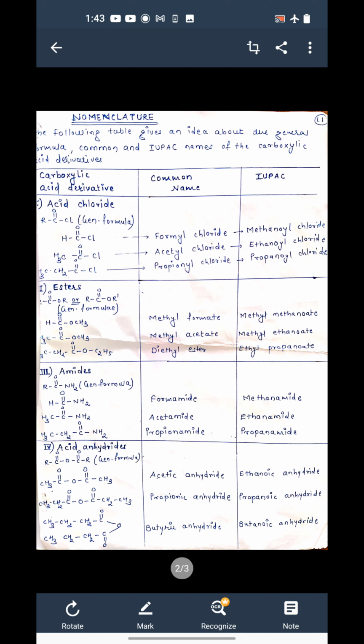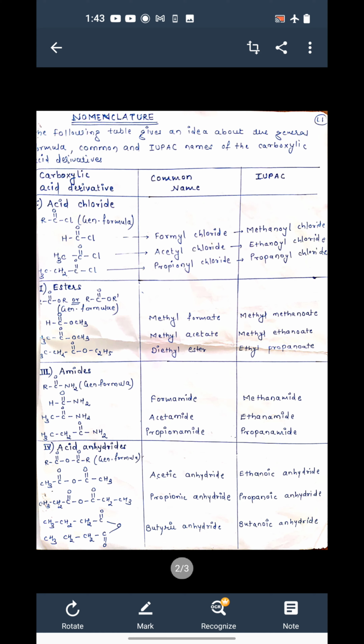In the second case, the two-carbon alkane is ethane. We delete the e from ethane and add oyl, so it becomes ethanoyl, and we write chloride there. In the third case, the three-carbon alkane is propane. We delete the e and add oyl, so it becomes propanoyl chloride. Of course, if any substitution is there, we number it 1, 2, 3, 4, whatever it is. If more than two substitutions are there, then we write them alphabetically.